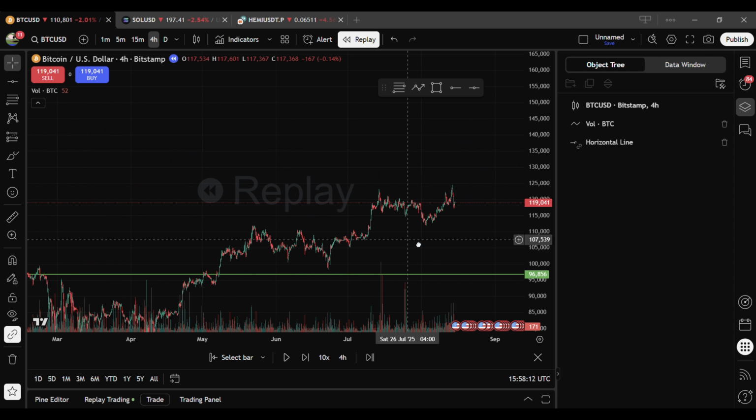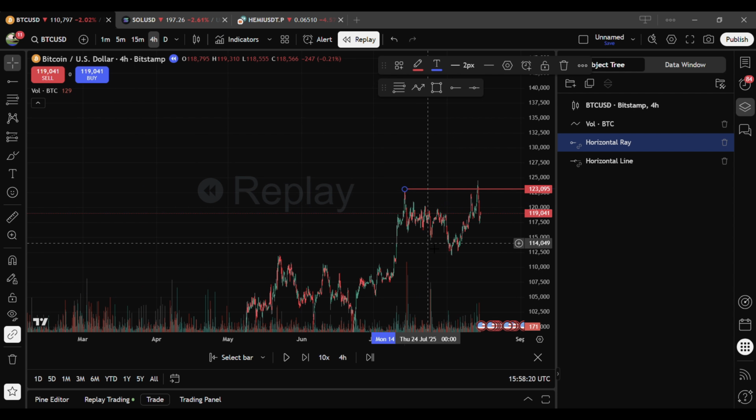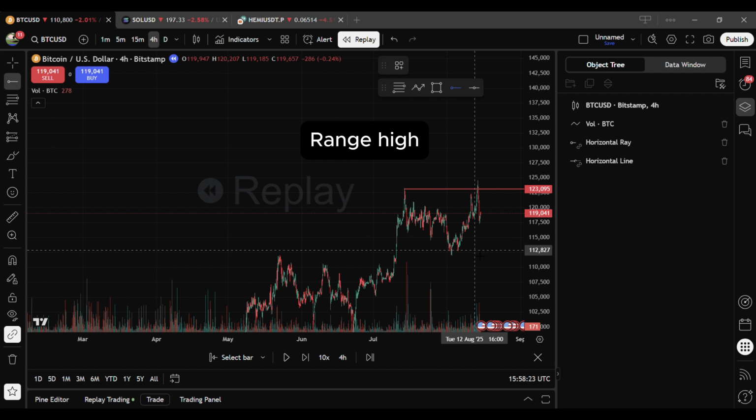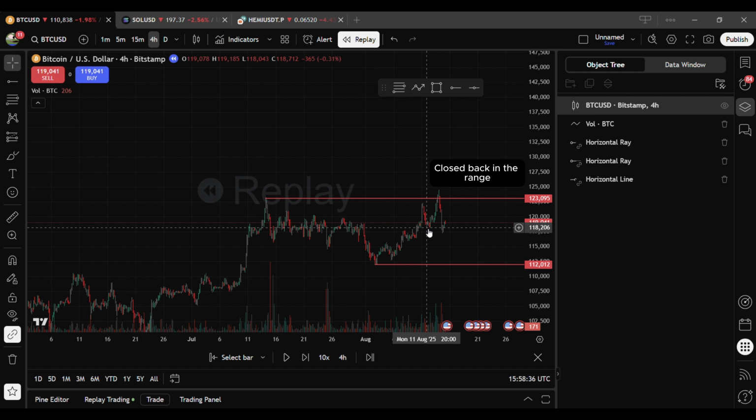If you look at this right here, we can start with identifying our range high. That's this right here. And then we identify our range low. Now we are on the 4-hour chart. We can see the range high got swept and closed back into the range. Change of structure. So we could right here go for a short position where we target the range low, stop loss above range high, the swept range high, and then we can see how this plays out.